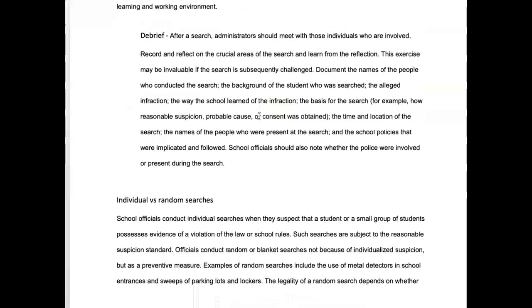After the search, meet with the individuals involved and debrief, especially if you find something serious. All right? So take notes, record, debrief, and learn from it. What could you do differently? Put in there who was there for the search. So I would put down, so-and-so witnessed the search. Put down the background of the person who searched. We have a student that has a reputation of hanging out with druggies. I had a call from an anonymous source saying that they were selling marijuana.